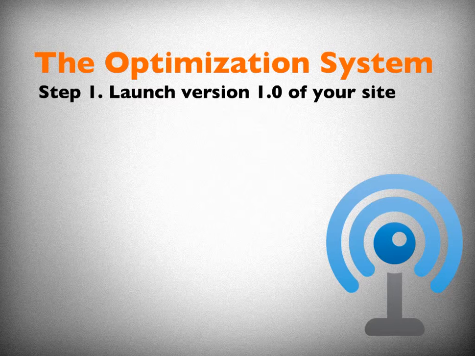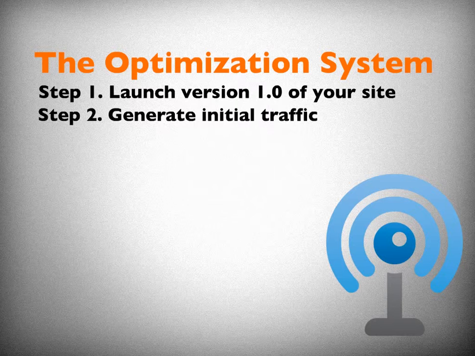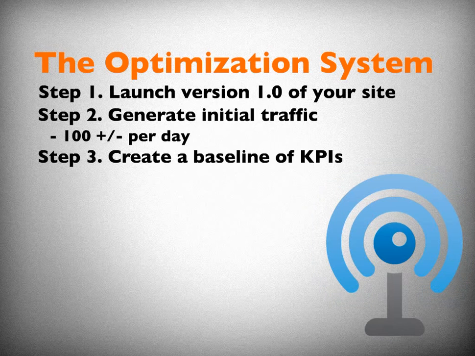So once the site is launched, once it's out online, we then need to generate some initial traffic. We will need to get some traffic to our website. And my initial goal would be about 100 visitors per day, more or less. Okay, so we need to drive 100 visitors more or less per day. And in the subsequent videos, I'm going to show you specifically how to get 100 visitors per day. I'll show you the exact steps that I use, how to generate those 100 visitors a day. Okay, step 3 is to create a baseline of your KPIs, or key performance indicators, key statistics.